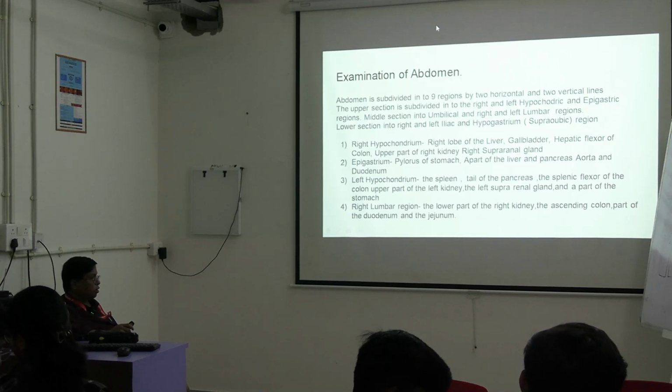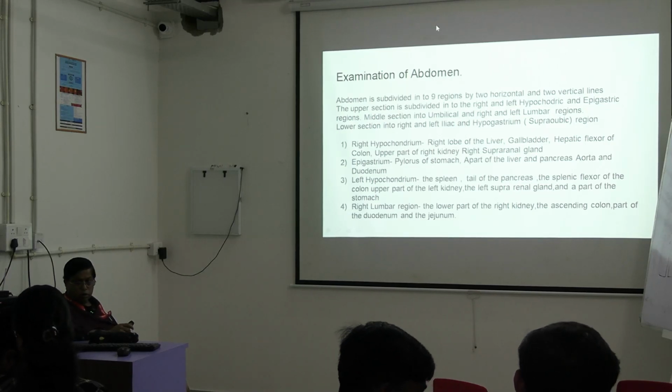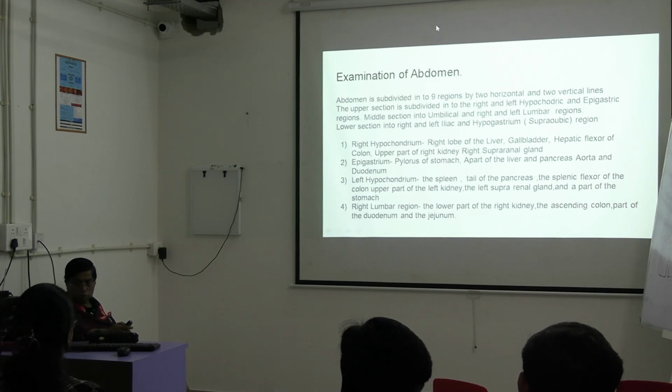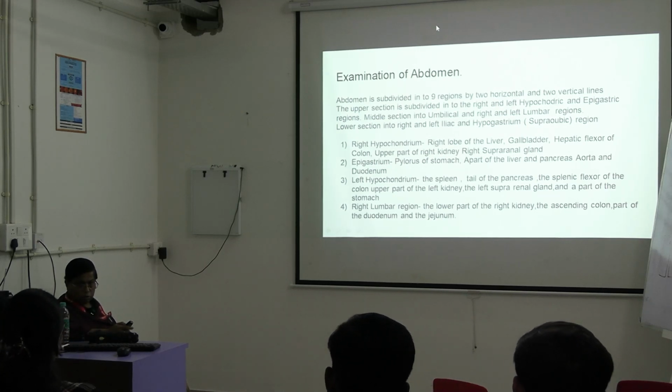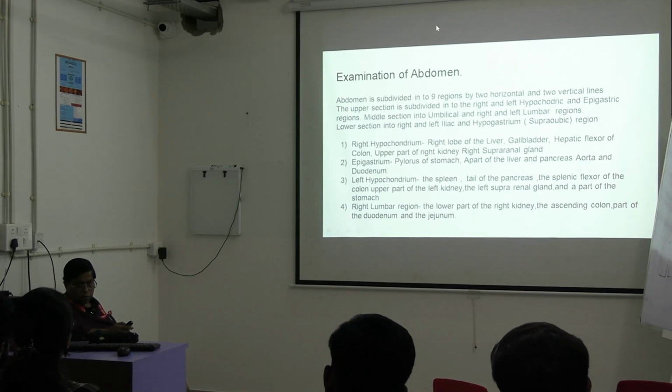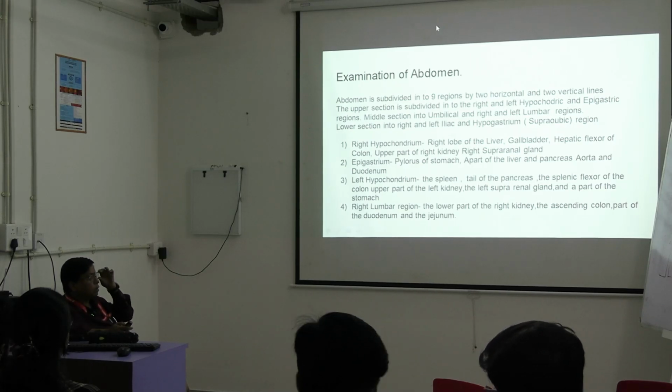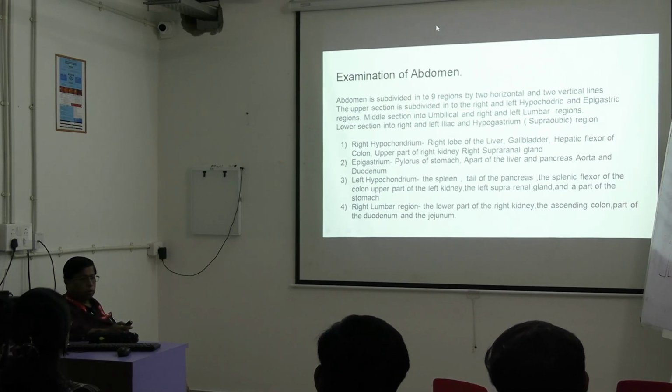The lower horizontal line is at the highest point of the iliac crest. Follow the iliac crest laterally, and the highest point will be the point. Take 2 points on the 2 sides, and the horizontal line drawn through the highest points of the iliac crest will be the lower horizontal line. The upper horizontal line I have already mentioned: the lowest point of the chest.